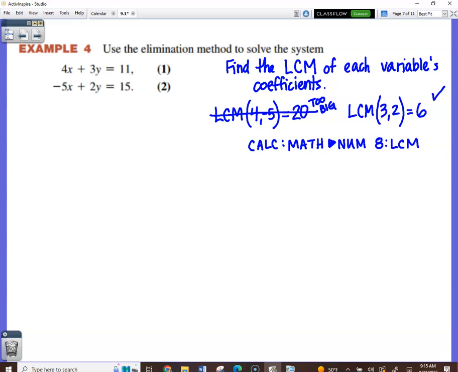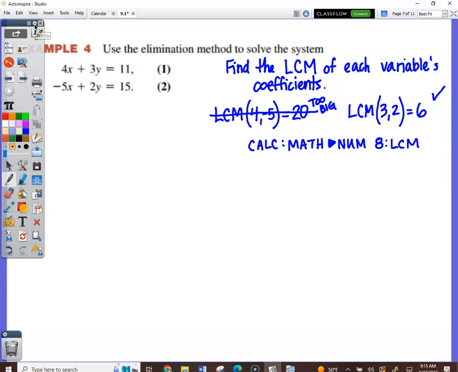Okay, so the goal is, now where did the 3 and 2 come from? What variable? It came from right here. You've got to have the goal in mind. The goal is, I need that to be a positive 6y and a negative 6y, right? Let's make a note. The goal is positive negative 6 for the coefficient of y. That's the goal.